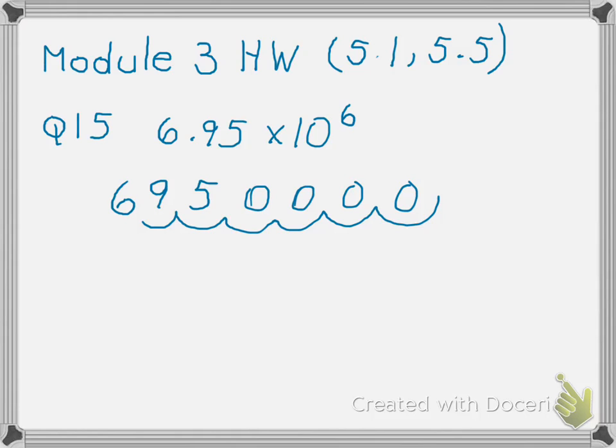So we have 6,950,000 for standard form or decimal form. And that is the same as 6.95 times 10 to the power of 6.